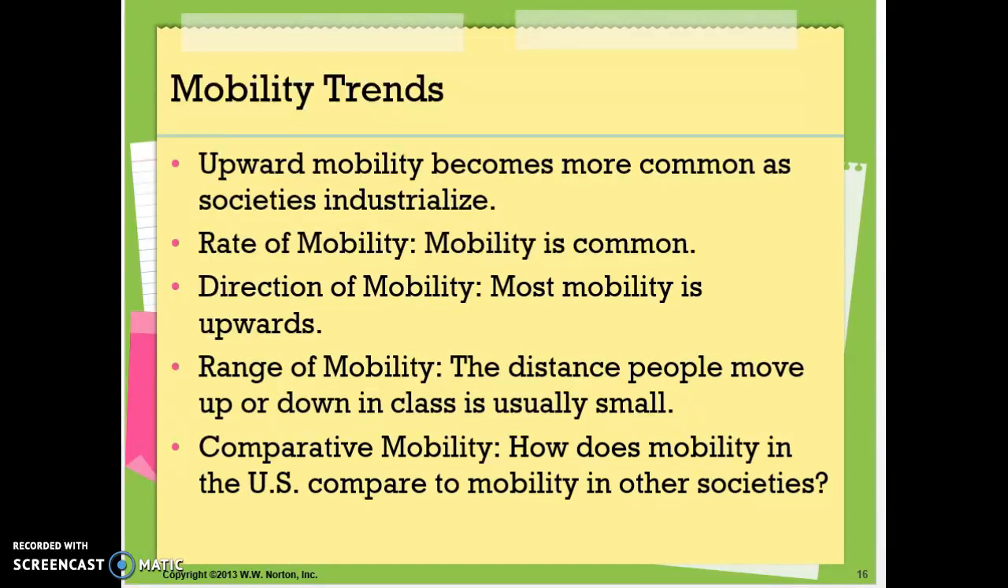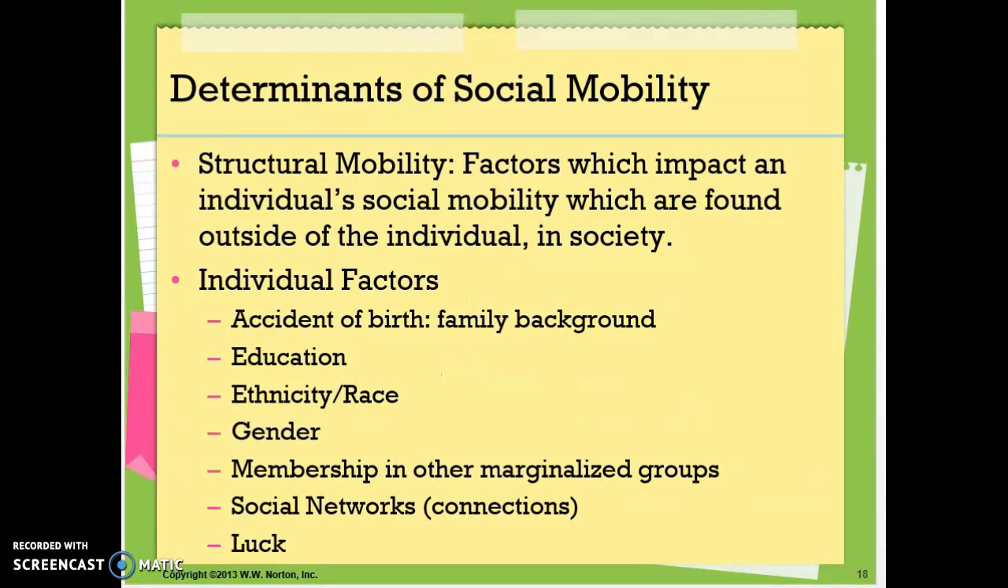Okay, where am I? So, what are the determinants of social mobility? What's going to cause us to move up or down in social class? For some reason, my notes aren't good on this. So there are two major types, structural mobility and individual factors. Structural mobility, as a determinant of social mobility, refers to factors which impact an individual's social mobility, which are found outside of the individual in society. So these are things you have no control over and are outside of you within society.